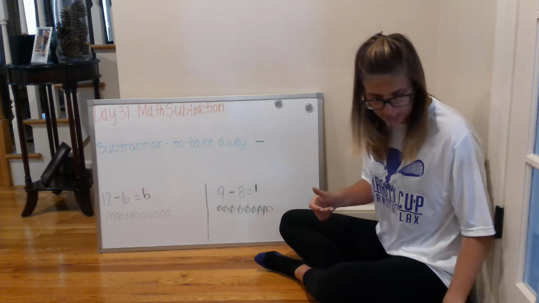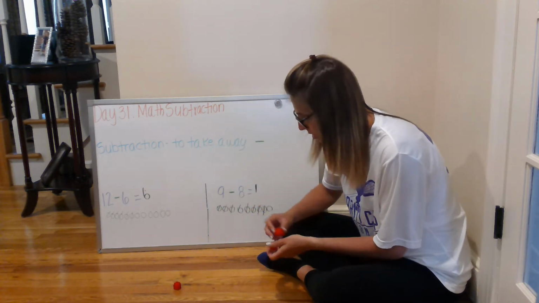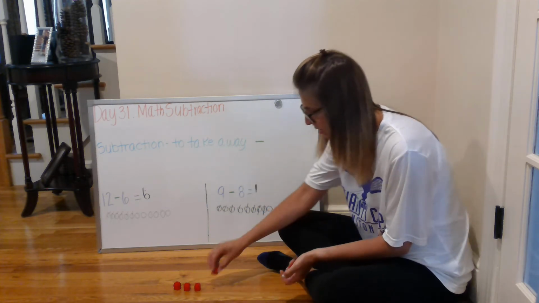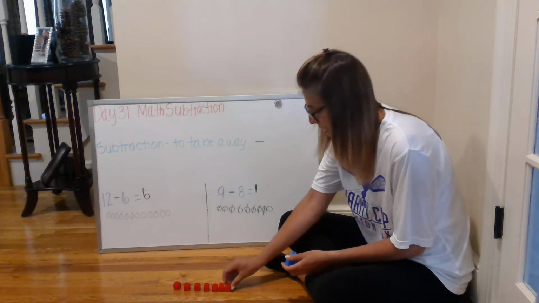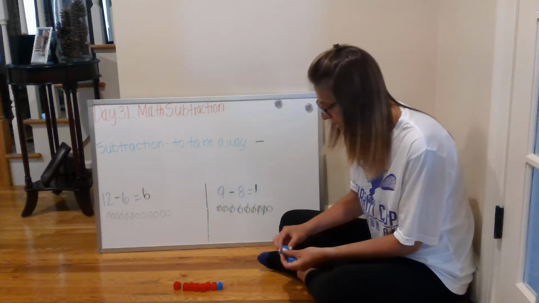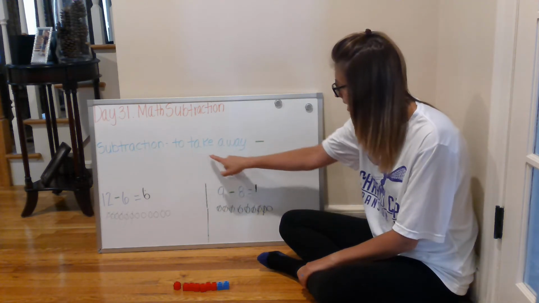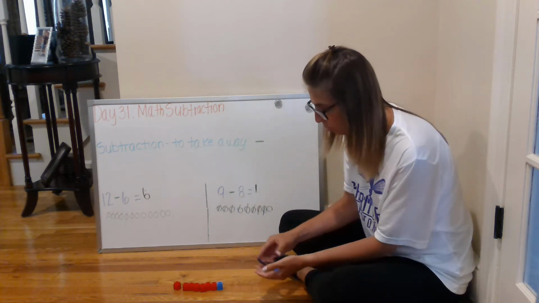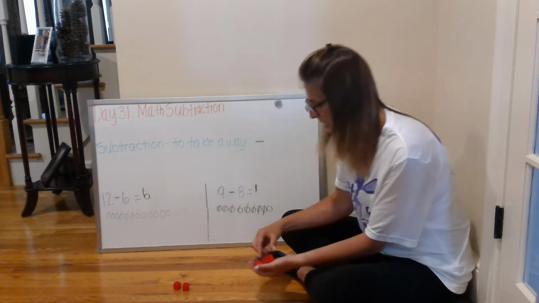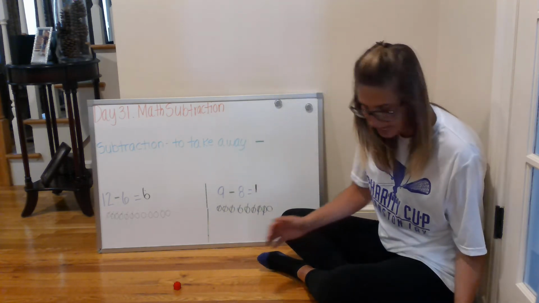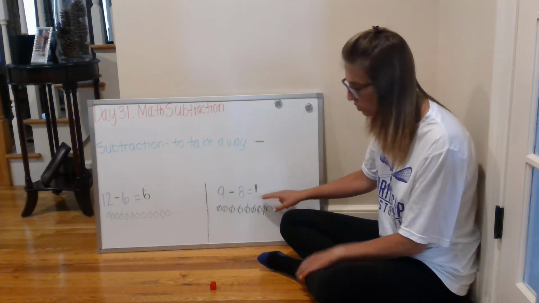Now I'm just going to demonstrate that with counters. So I'm going to put out 9 counters. 1, 2, 3, 4, 5, 6, 7, 8, 9. 9 minus 8. Remember, minus means to take away. I'm taking away 8 of them. 1, 2, 3, 4, 5, 6, 7, 8. And now I'm seeing how many I have left over, and that is 1. Just like I have here. So 9 minus 8 equals 1.